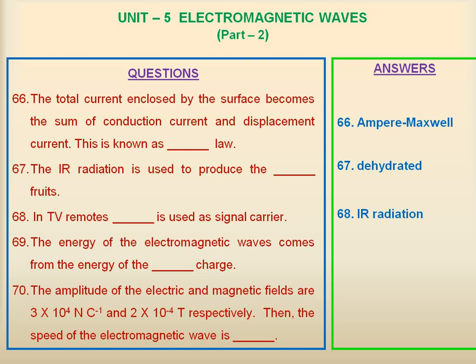Question number 69. The energy of the electromagnetic waves comes from the energy of the oscillating charge. Question number 70. The amplitude of the electric and magnetic fields are 3 into 10 power 4 Newton by Coulomb and 2 into 10 power minus 4 Tesla respectively. Then the speed of the electromagnetic wave is 1.5 into 10 power 8 meter by second.